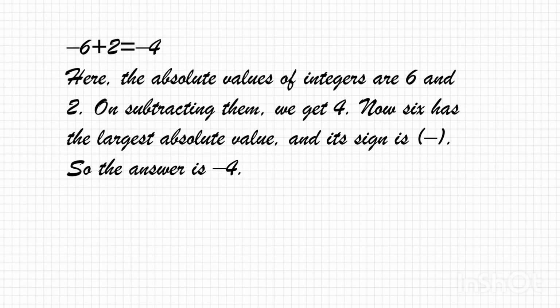Minus 6 plus 2 is equal to minus 4. Here the absolute values of integers are 6 and 2. On subtracting them we get 4. Now 6 has the largest absolute value and its sign is minus. So the answer is minus 4.